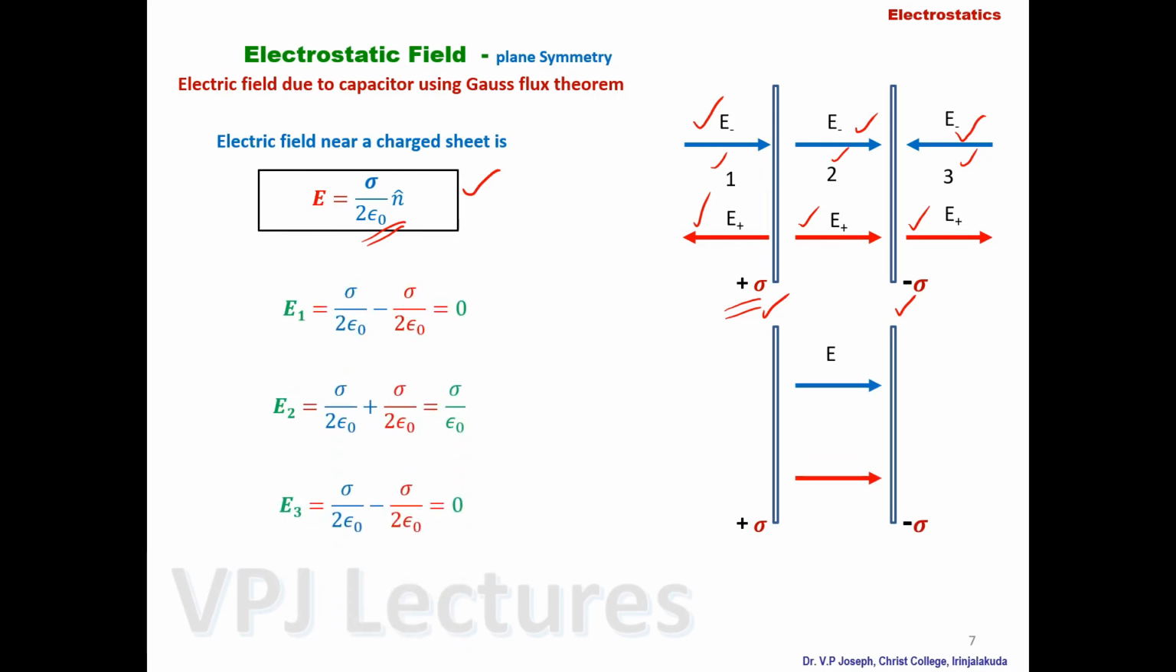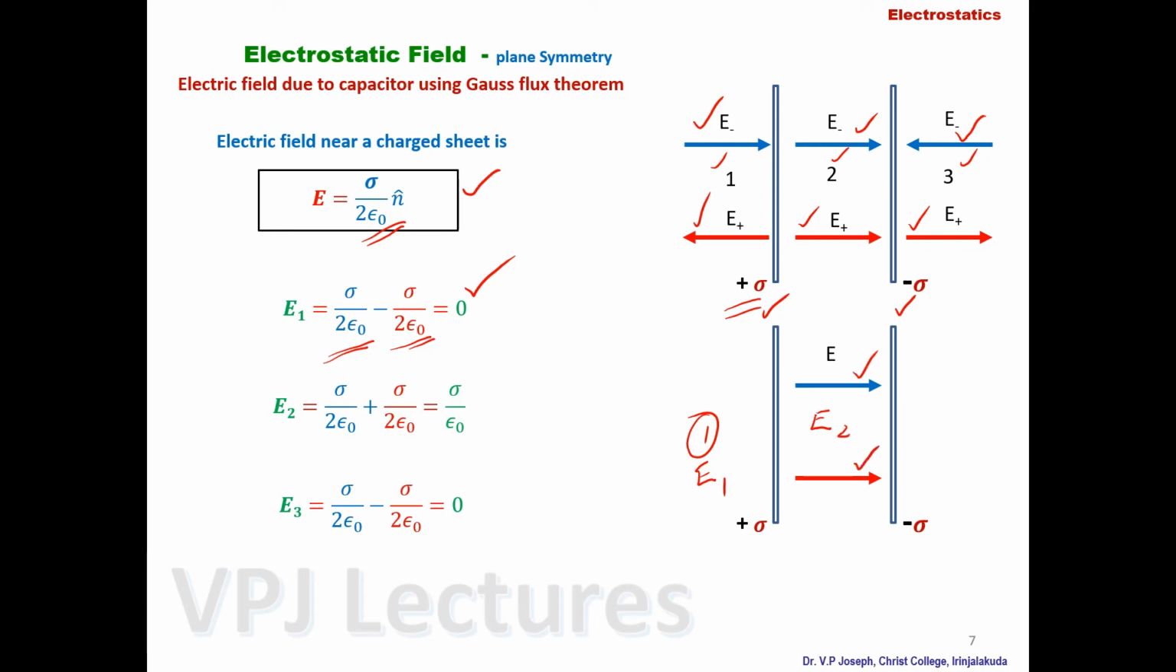If you consider the first region, the electric field, let it be E1, is given by sigma by 2 epsilon 0 minus sigma by 2 epsilon 0, one due to the plus charge and the other due to the minus charge. Both are equal in magnitude but in opposite directions, so the electric field in the first region is equal to 0.